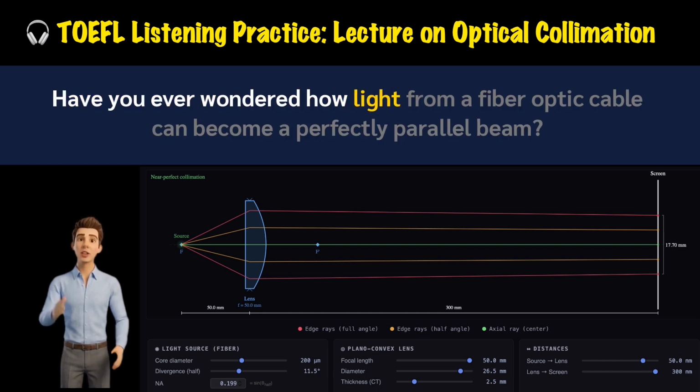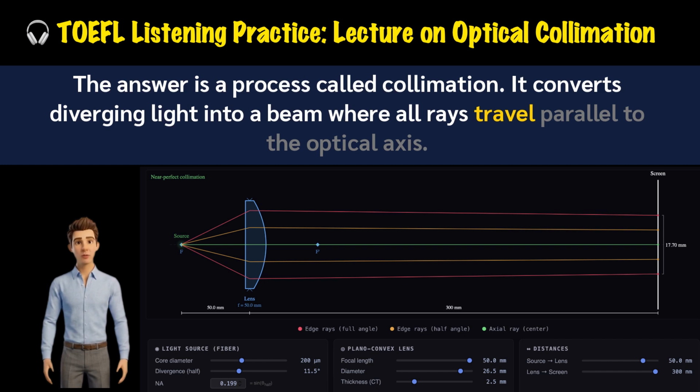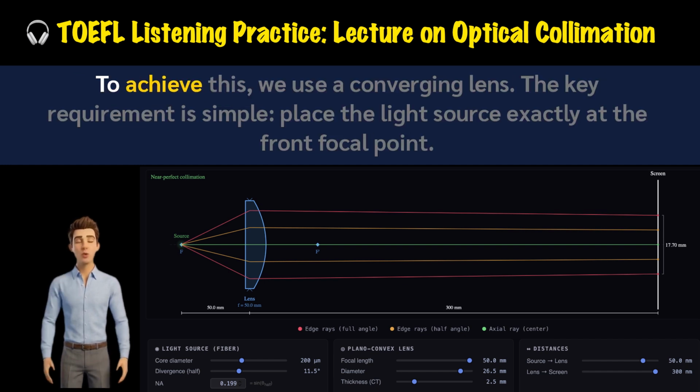Have you ever wondered how light from a fiber optic cable can become a perfectly parallel beam? The answer is a process called collimation. It converts diverging light into a beam where all rays travel parallel to the optical axis. To achieve this, we use a converging lens.